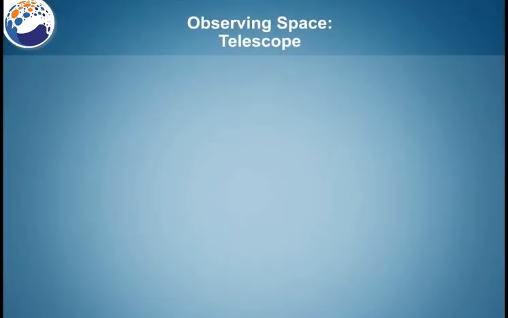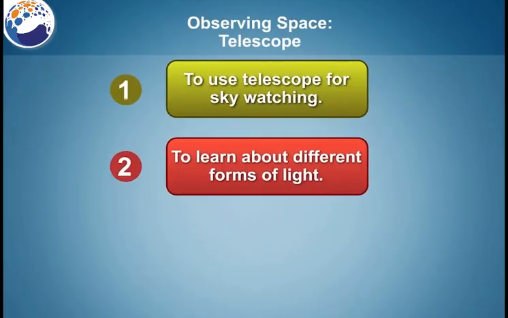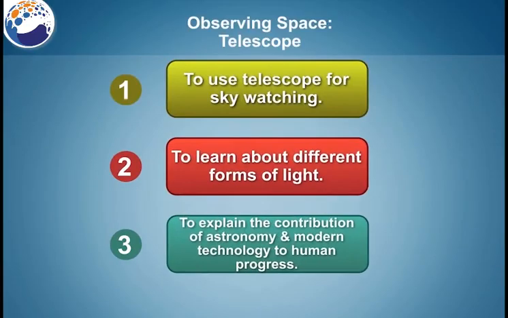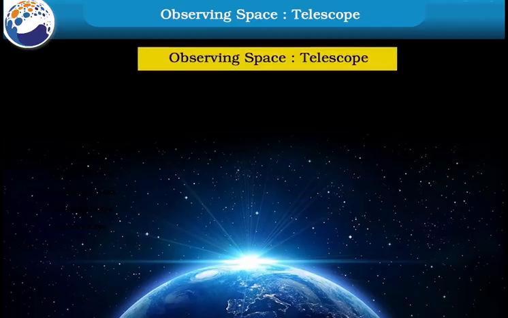Let us first understand the learning objectives of this chapter. To use telescope for sky watching, to learn about different forms of light, to explain the contribution of astronomy and modern technology to human progress, to distinguish between the different types of telescopes. In this chapter, we are going to learn about three topics.